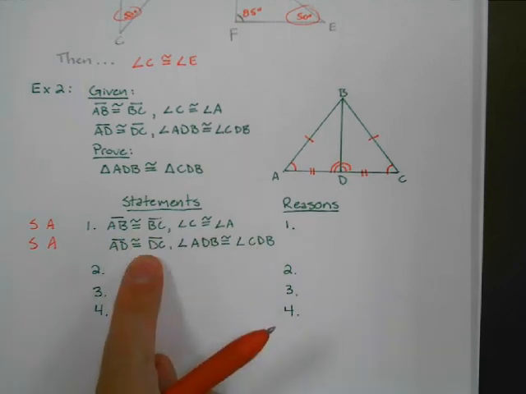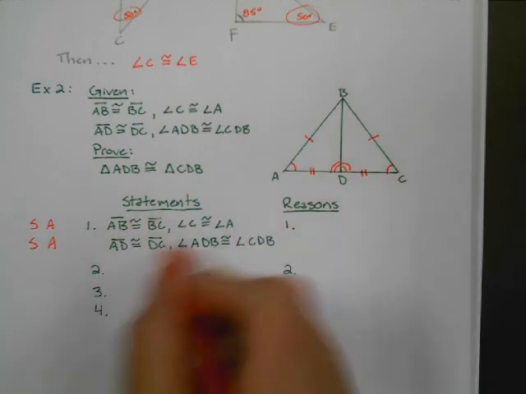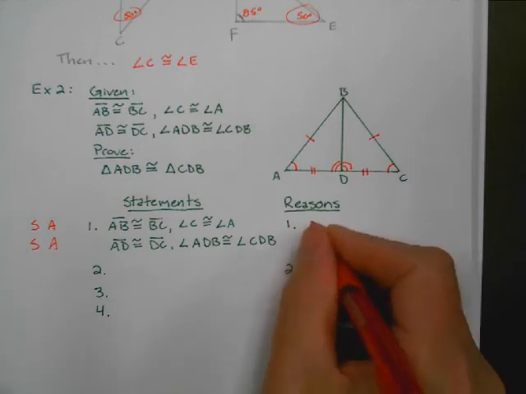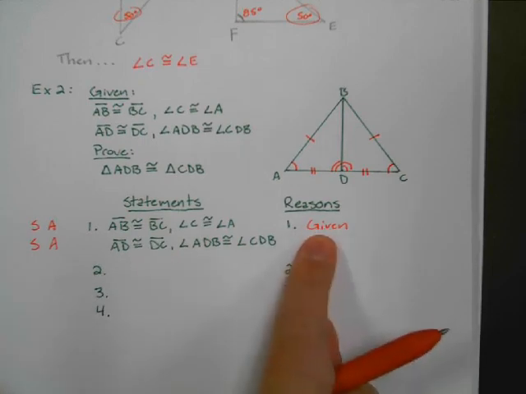Okay, so the first thing that you do is you write your given down, because you have to have a starting point somewhere, and the given's our starting point. And then the reason why I was allowed to write this down, I always have to give a reason. In this case, it's because they gave it to me. So I'm just going to write the word given. I know this is true because they gave it to me.